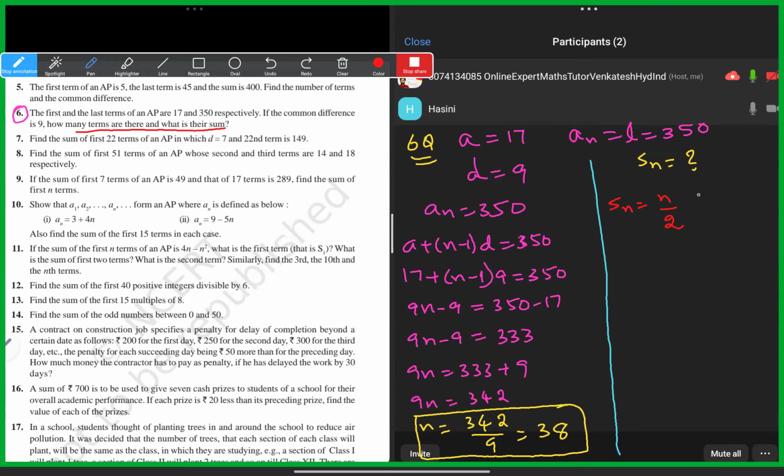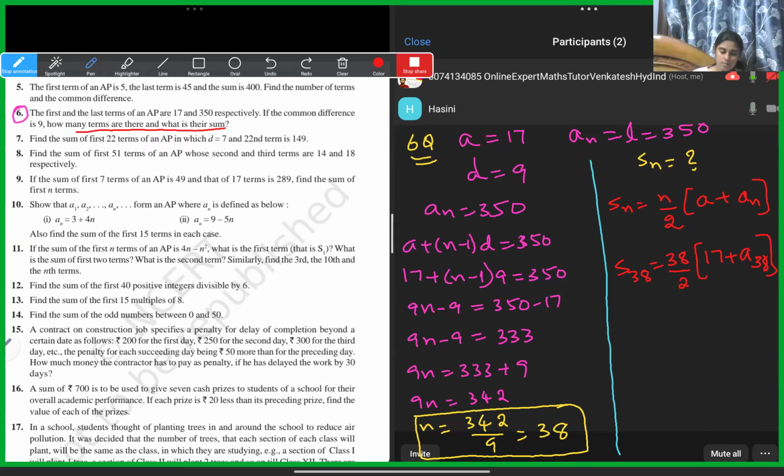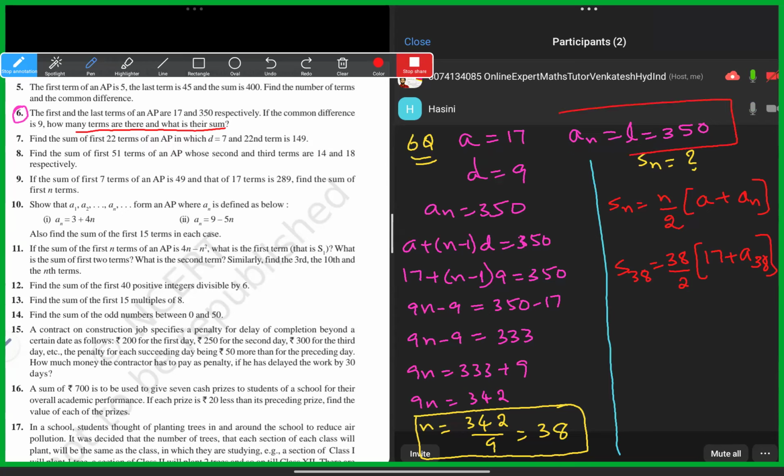So we can use either the first formula or the second formula for summing this question. I'm using the second formula actually, so it finishes quickly. n by 2 into (a plus an). So indirectly now n is 38, so A38 is 350. So S38 is equal to 38 by 2 into (a, which is 17, plus an, meaning A38). The 38th term is the last term, so in place of an I can write 350.